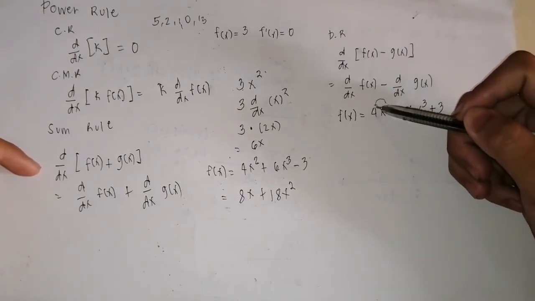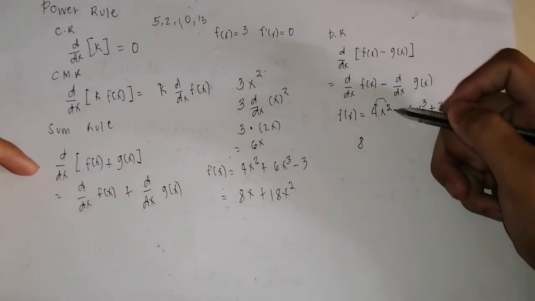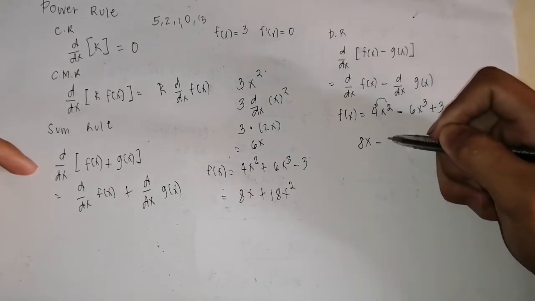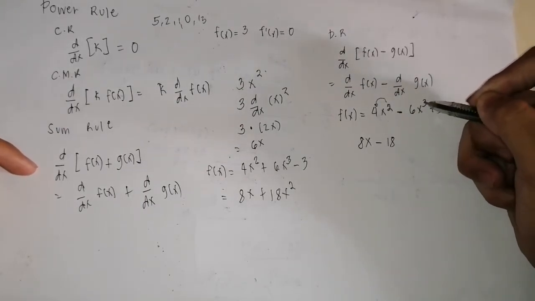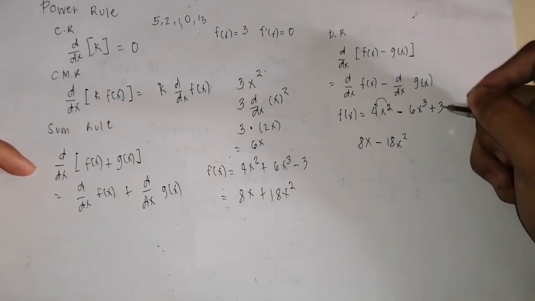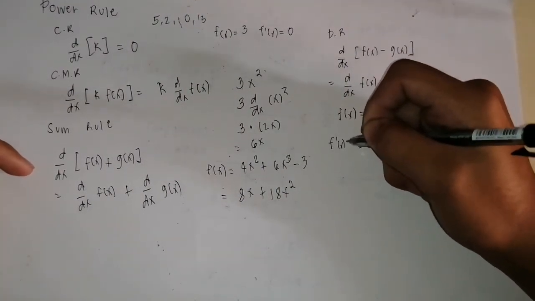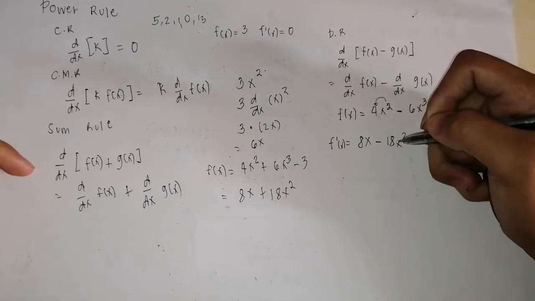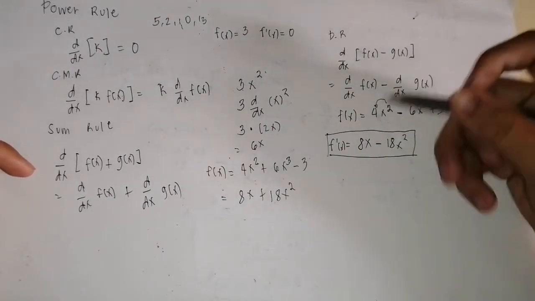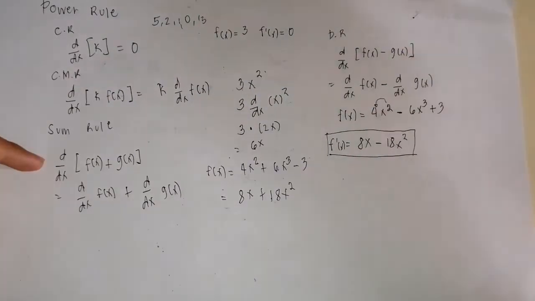2 times 4 is 8, then 2 minus 1 is 1, so it is just x. Minus 3 times 6 is 18, then x raised to 3, 3 minus 1 is 2, so x squared. Then, since 3 is a constant, it is 0. Then its derivative is f prime of x equal to 8x minus 18x squared. And that is the derivative. The sum rule has a plus, and the difference rule has a minus.